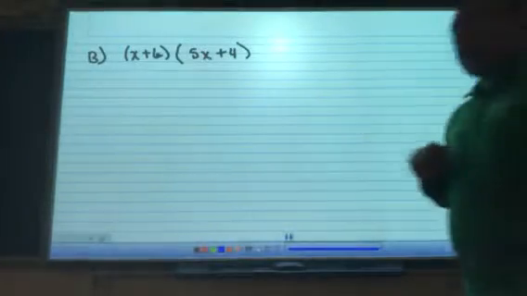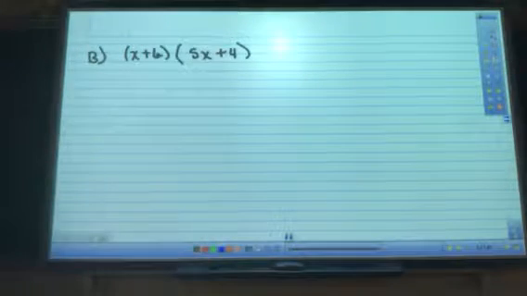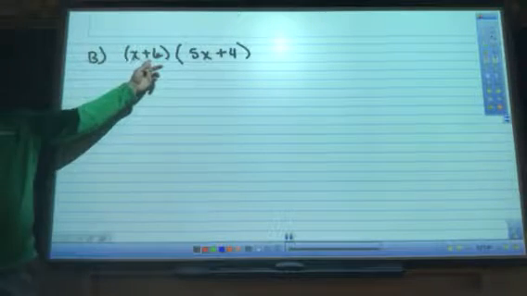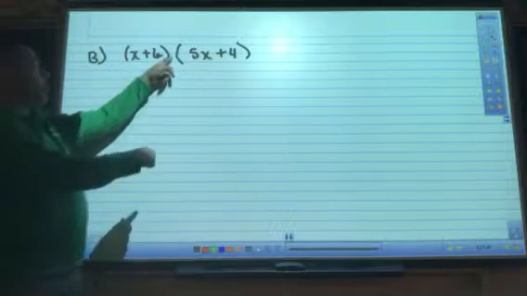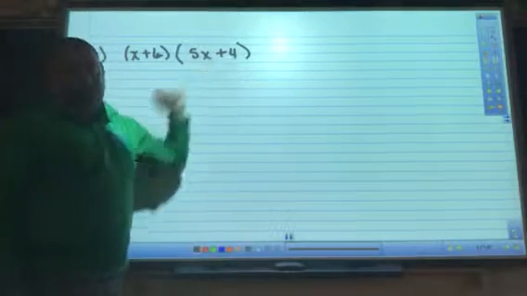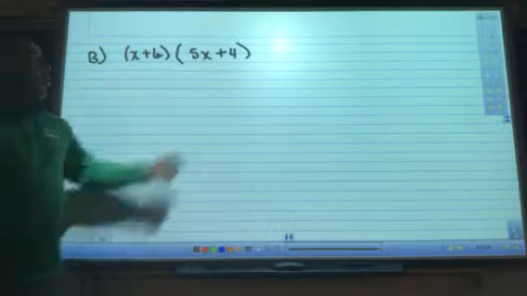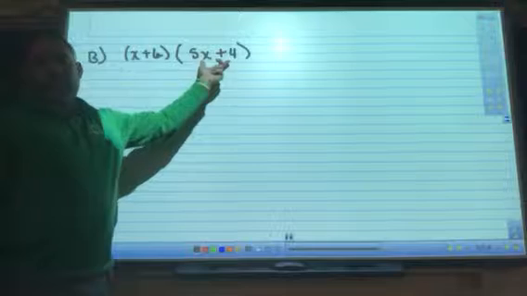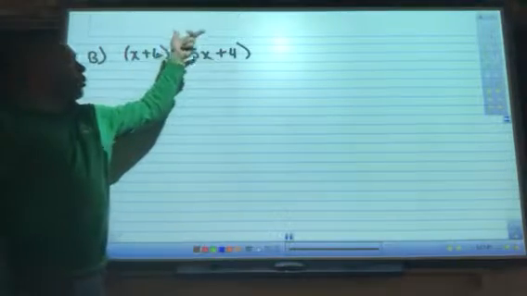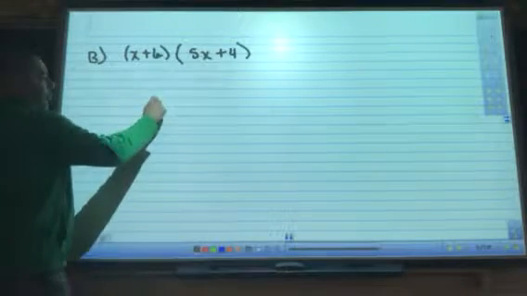Go ahead and write down letter B, as in boy. We have x plus 6 multiplied to 5x plus 4. Again, we have a binomial multiplied to a binomial. 2 things multiplied to 2 things. So I need a 2 by 2 box.